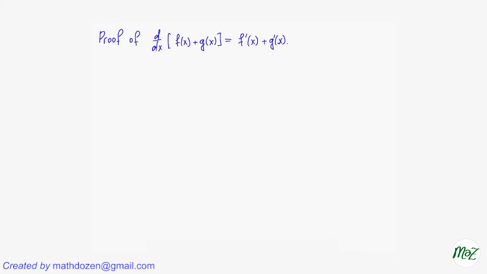Now we can discuss the proof of the following shortcut, that the derivative of the sum of two functions is equal to the derivative of the first plus the derivative of the second. So we set up a function s of x being equal to f of x plus g of x, and we will work on finding the derivative of this function. So we're gonna need s of x plus h, that's f of x plus h plus g of x plus h.